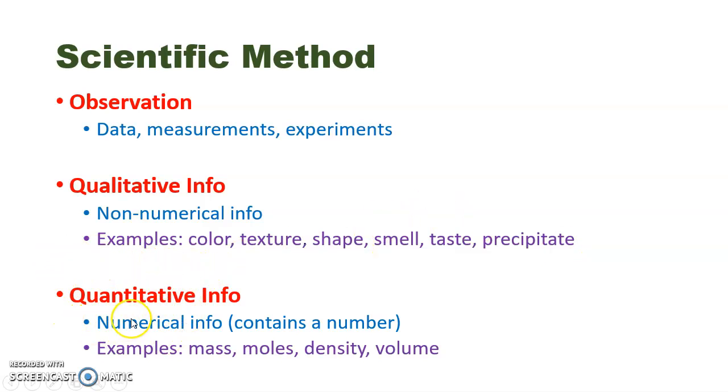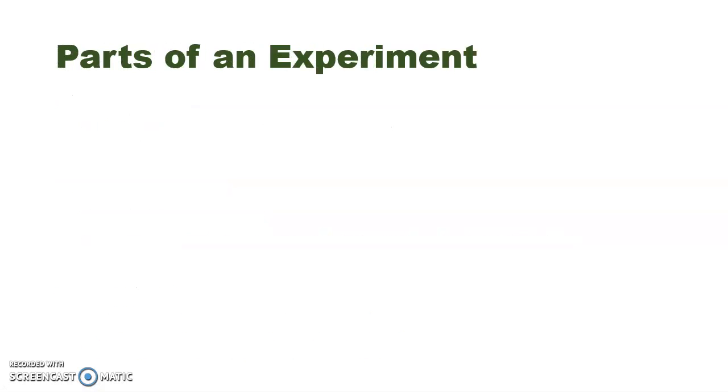Quantity, quantitative, think numbers. If I say my height is 6'3", I am quantitating my height. I am putting a number to it. Versus if I say someone's really tall or really short, that's just a qualitative piece of information. Until I actually put a number to it, it's not quantitative. And you can see the examples listed here.